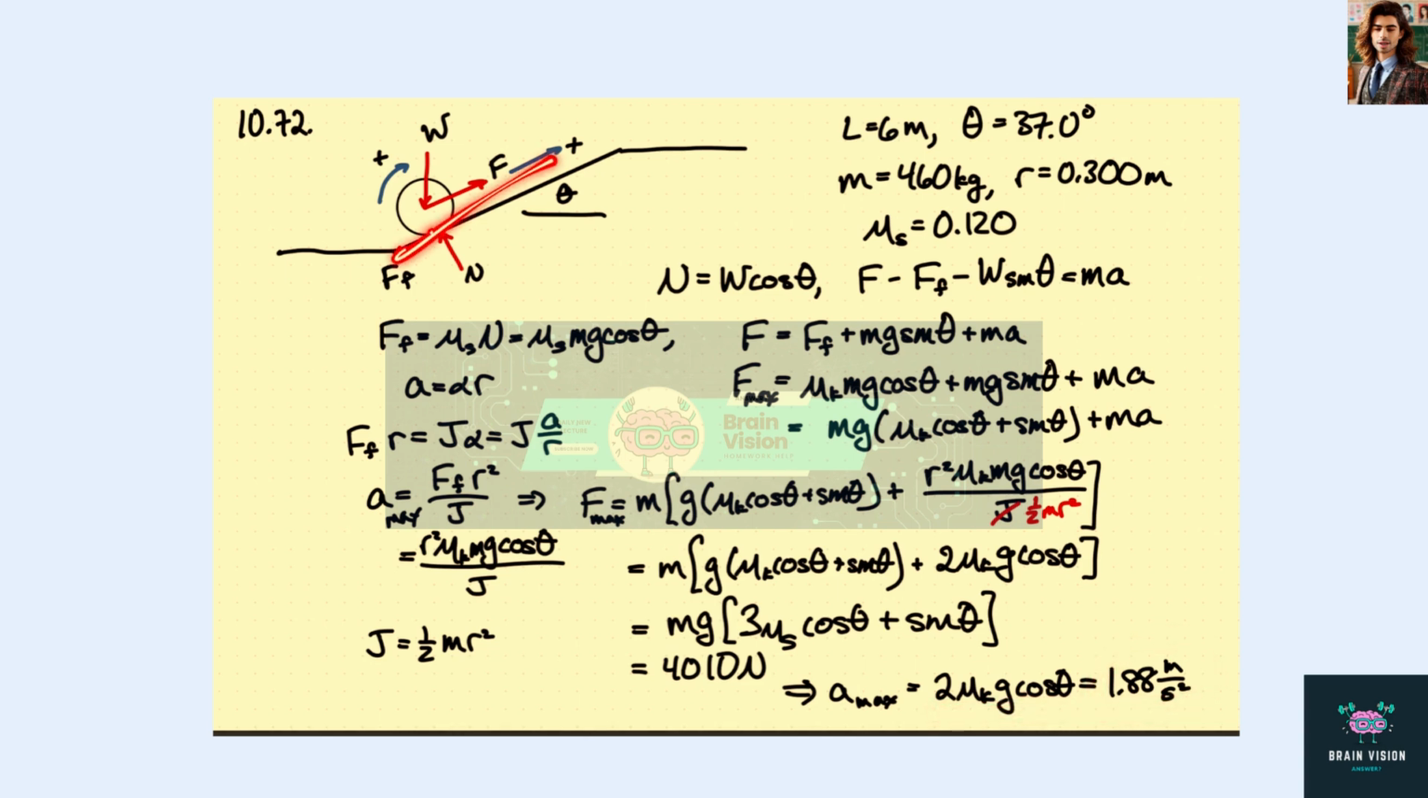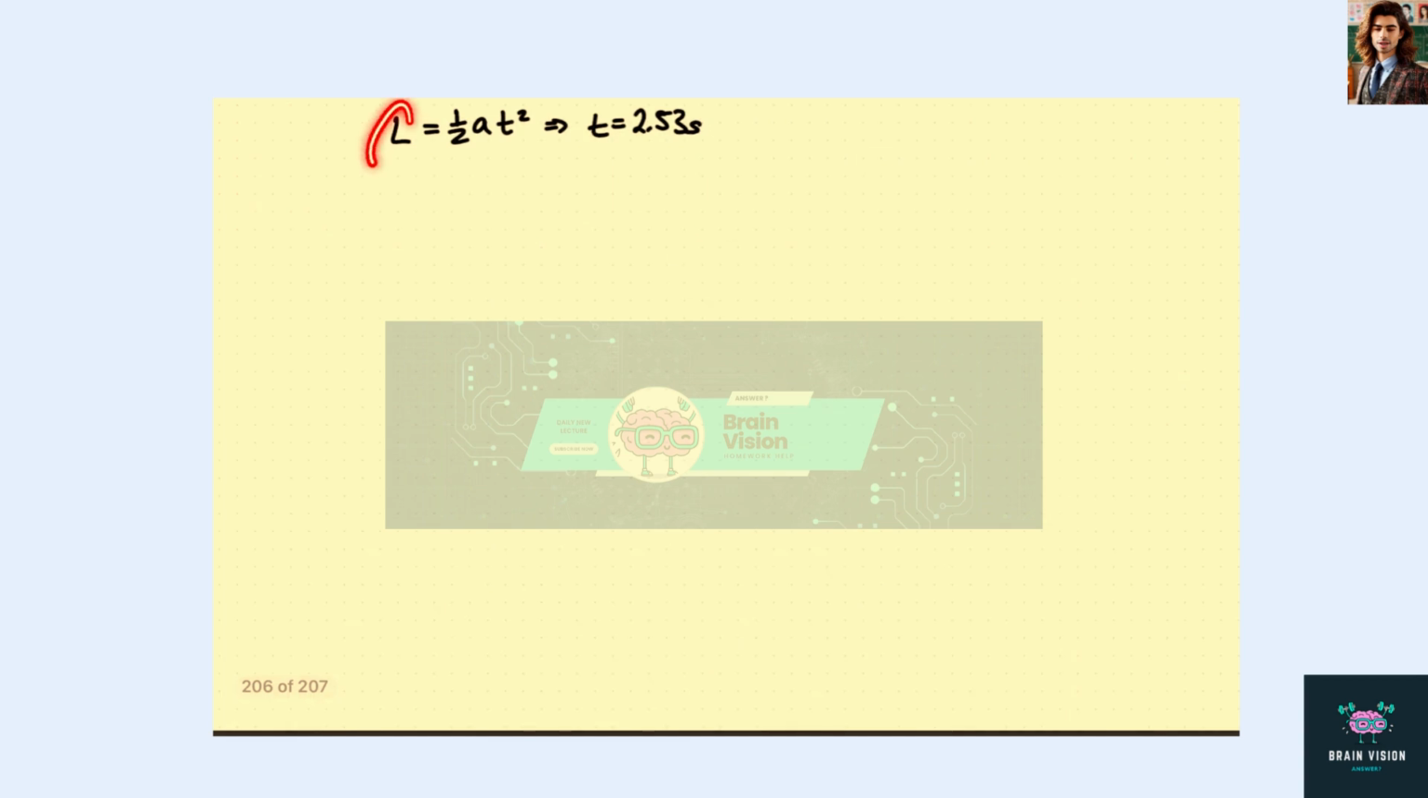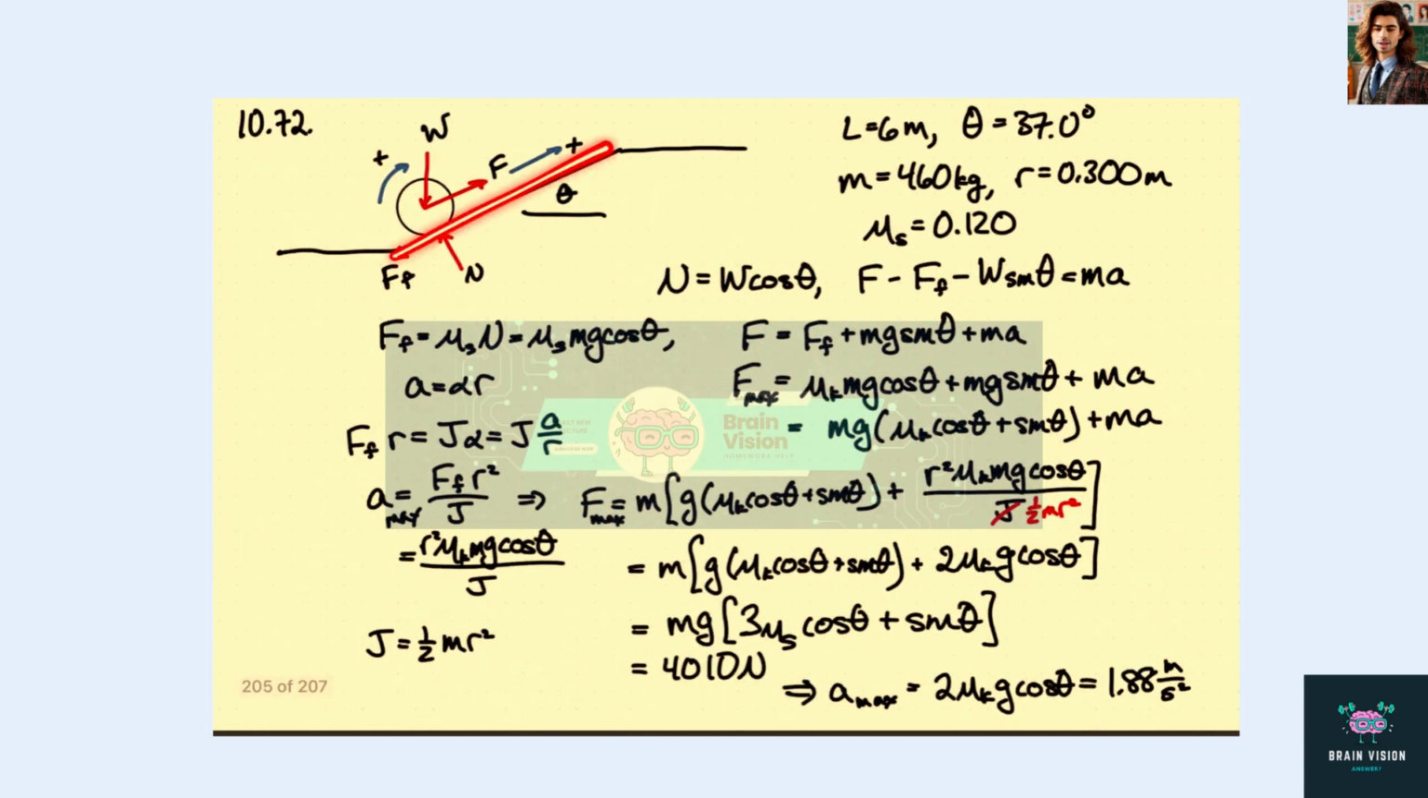And now they ask us how long it takes. The distance we're traveling, assuming we're starting from rest, is 1/2 A t squared. And this is 6 meters, and we know A, so we can solve for t, and that gives us about 2.5 seconds. So it takes us about 2.5 seconds to go this 6 meters, pulling it as hard as we can, but not allowing it to slip.